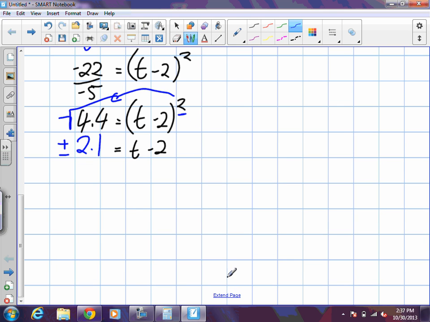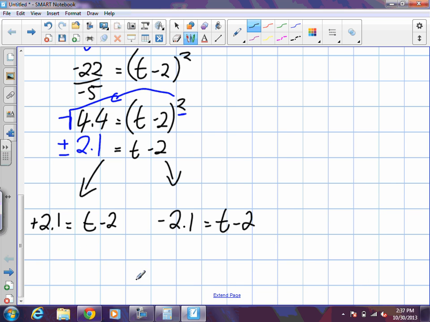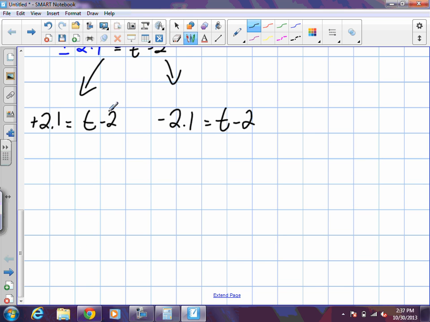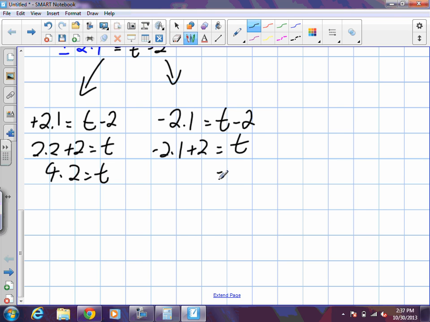So from this point, we split the equation. We have positive 2.1 equals t minus 2, and we have negative 2.1 equals t minus 2. So we're going to end up with 2 answers. Okay? I bring 2 over, this becomes 2.1 plus 2 equals t, which is 4.2. And in the other one, it becomes negative 2.1 plus 2 equals t. Now, when you bring a negative over, it becomes positive. You get negative 0.1.